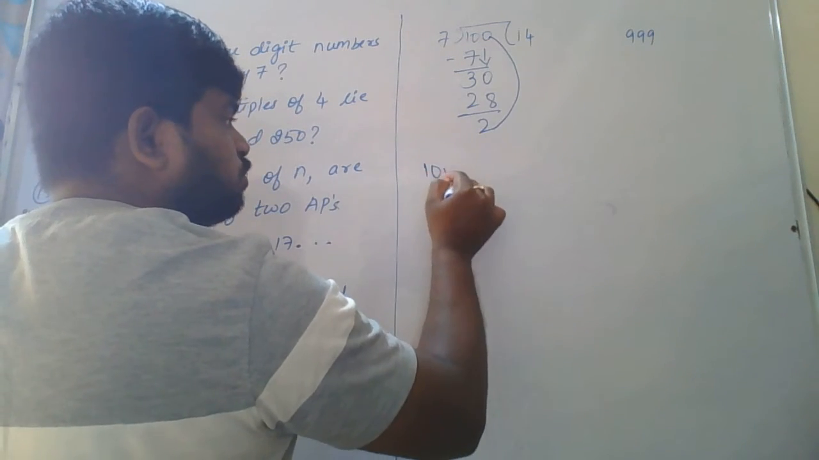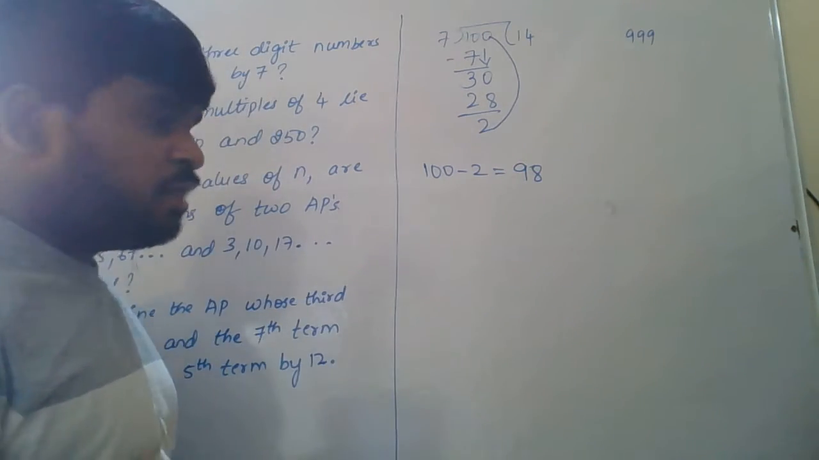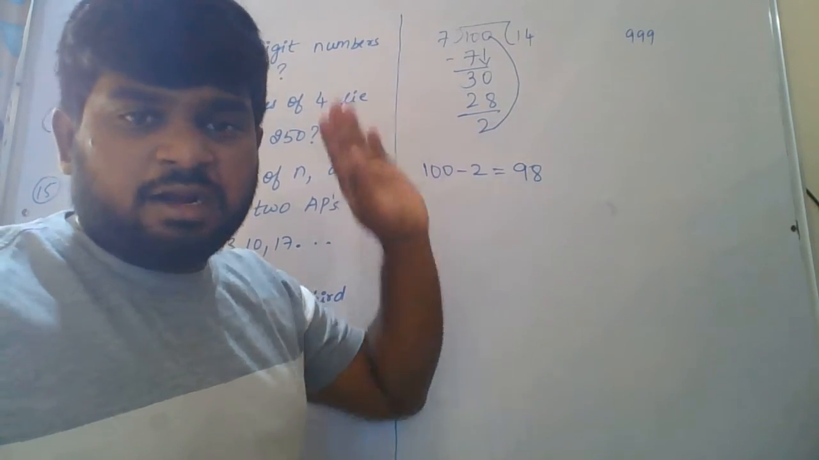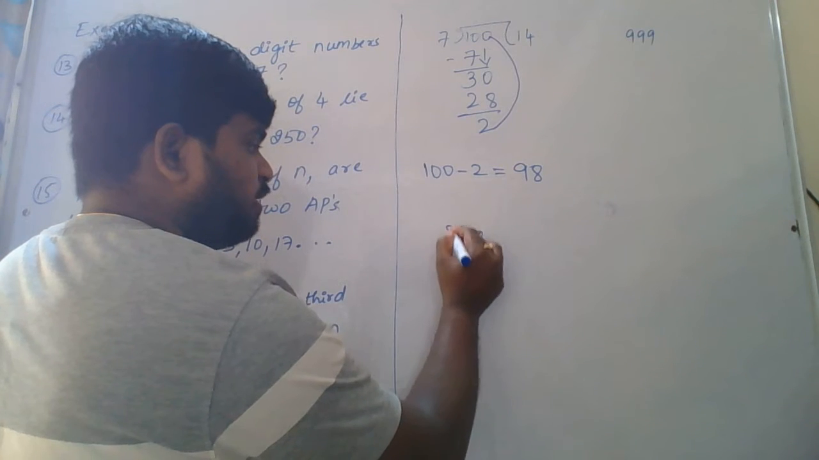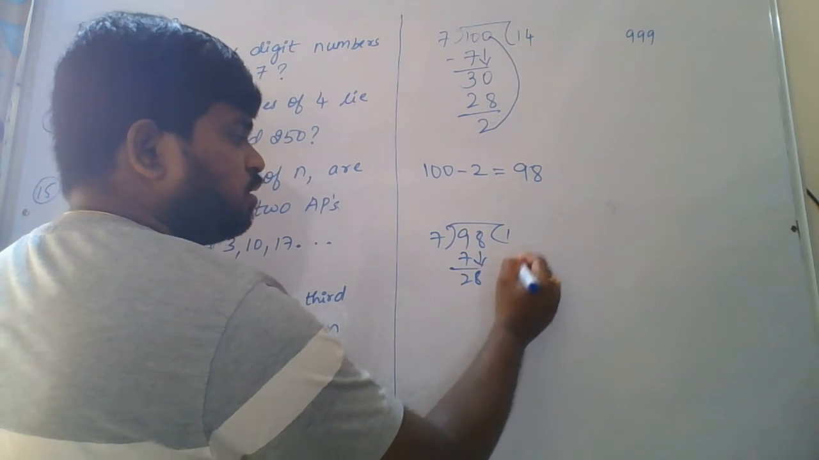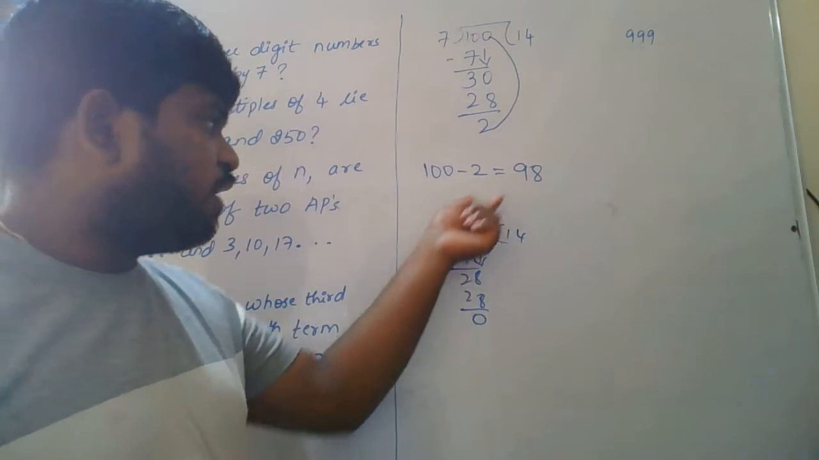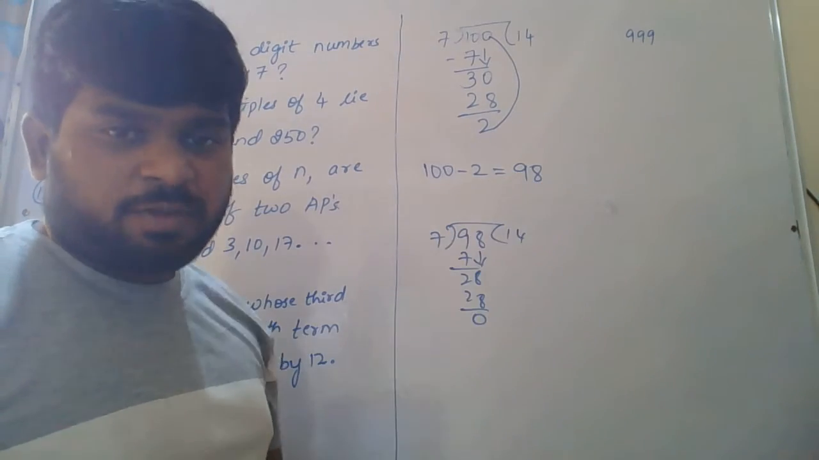100 minus 2. How much do you get? 98. This number 98 is 100% divisible by 7. We'll check it out. 98. 7 ones are 7. 2. 7 fours are 28. So you're getting the remainder as 0. Therefore, 98 is divisible by 7.